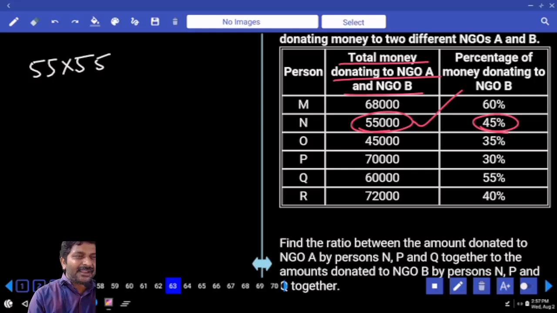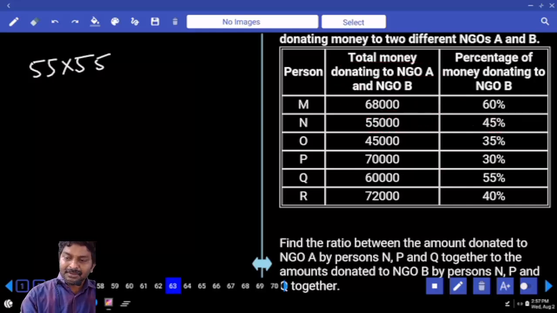Can I write it as 55? Because every number we have 3 zeros common, right? If you take 1%, you need to eliminate 2 zeros. So 1 extra 0 is always there. So instead of 550, I will consider only 55. Is it okay for you?